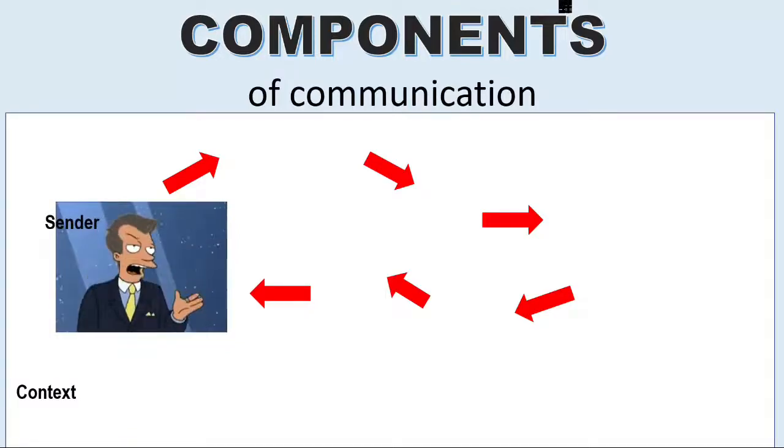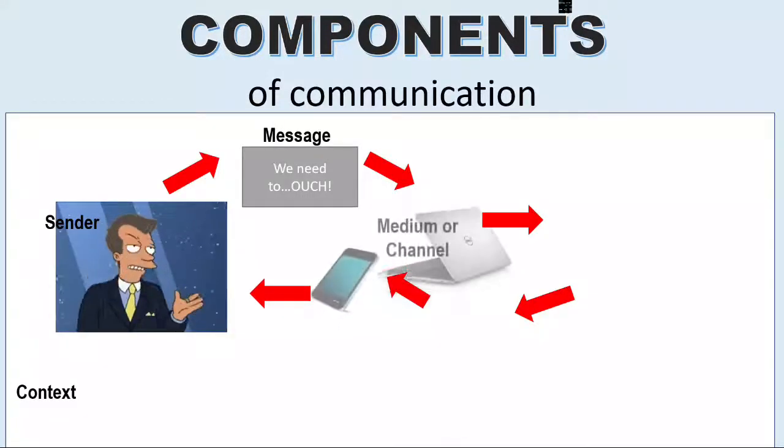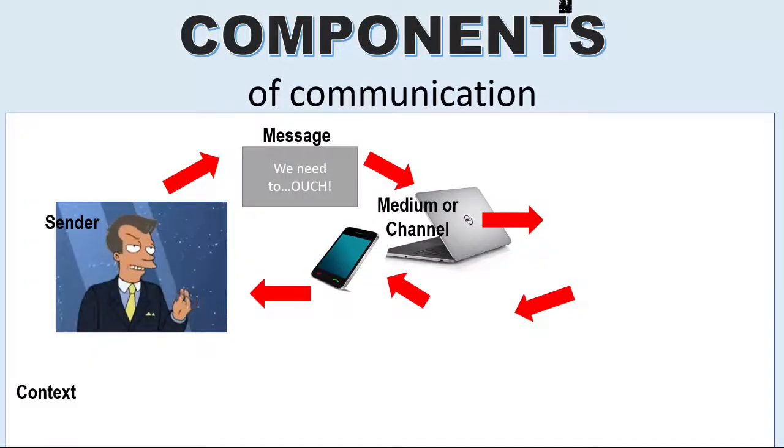First, we have the sender. The sender is the source of information, no? And then we also have the message. The message is the information relayed by the sender to the receiver or the interpreter. The medium or channel is the tool which is used by the sender to relay the message. So it could be oral or written, verbal or non-verbal, personal or non-personal.